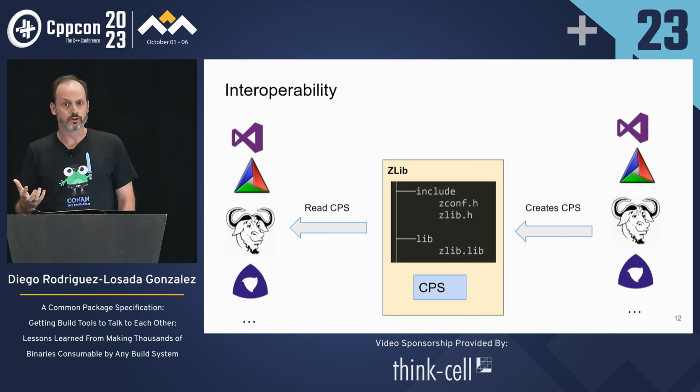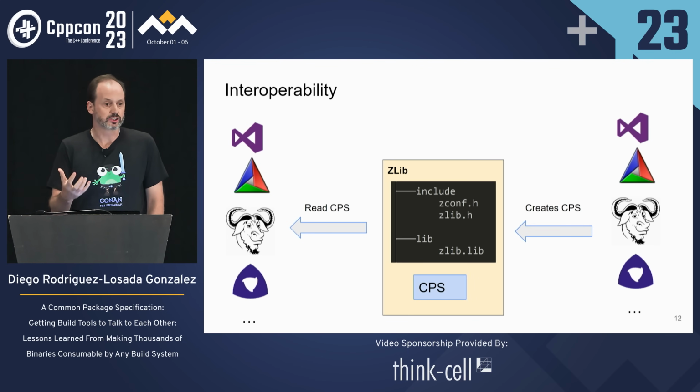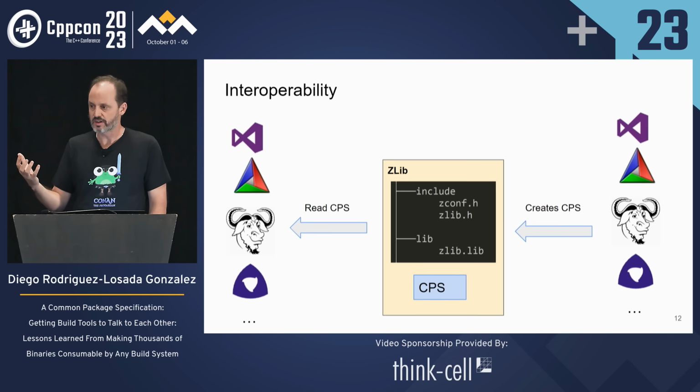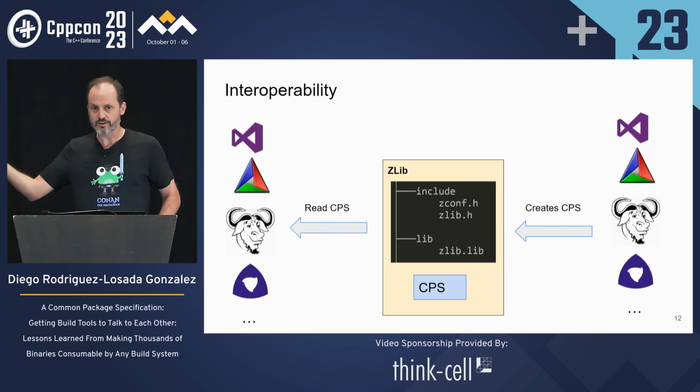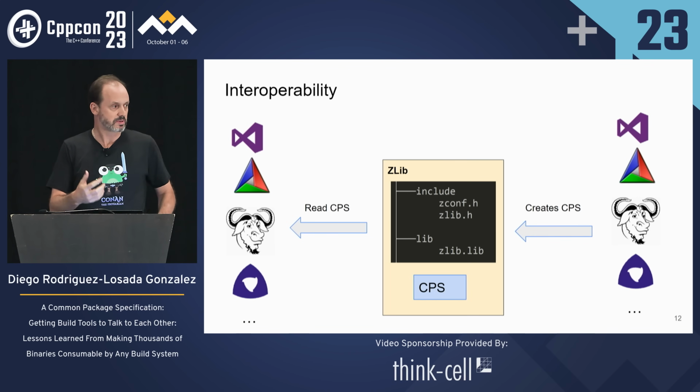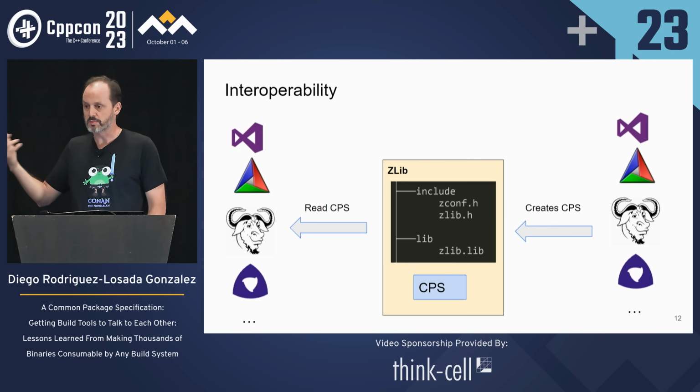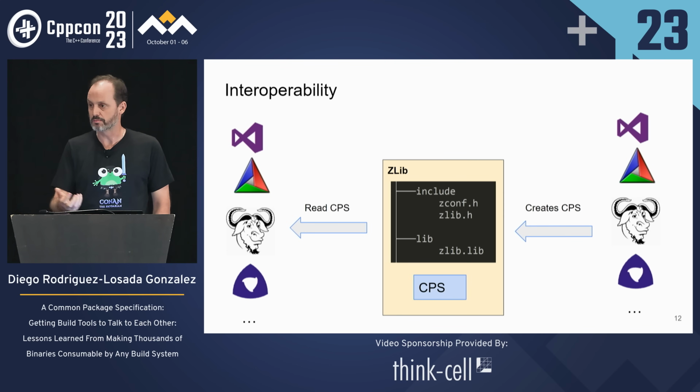And I'm also going to focus in this talk on the usage part. We have the CPS, and we want some build system to use it. But in reality, the CPS is the glue between the generator and the consumer, because the CPS, as we have also seen this morning, is something that the build system itself can generate, so that other build systems will understand the resulting binary package.